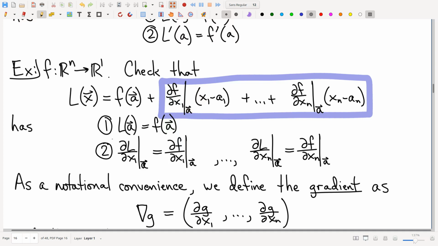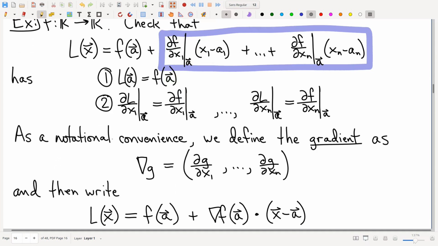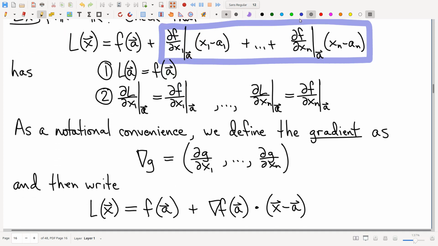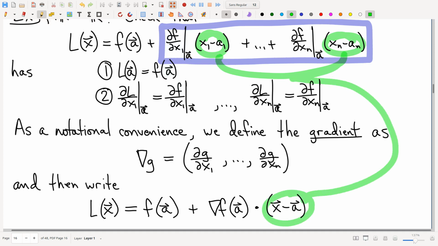And now, what is it that I'm taking a dot product of? Well, if I look at what you might call the second factor in each of the products, those are literally the coordinates of the vector x minus a. That's exactly what its coordinates are. So cool, this is starting to look a lot like a dot product.